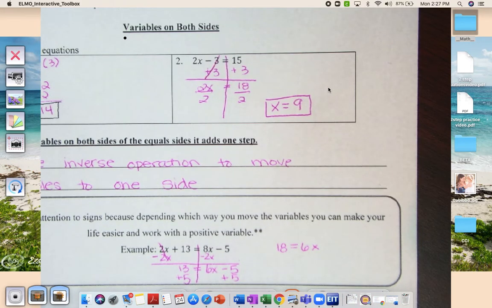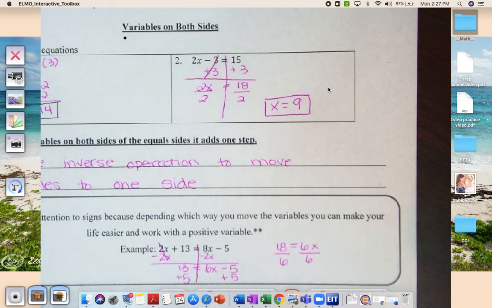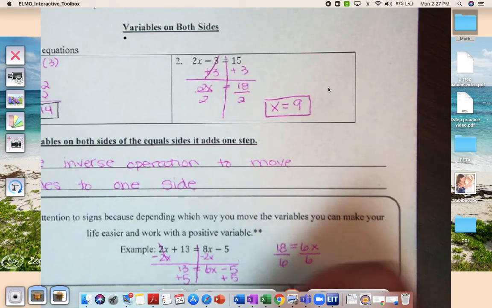My variable is still not all by itself. I've got a number next to a variable. That means my last step is to divide by 6, which means x is equal to 3.